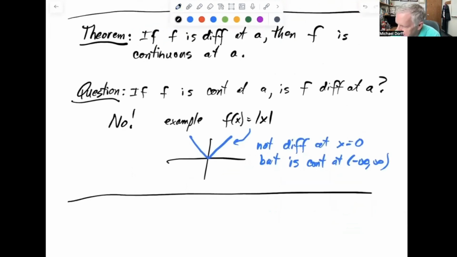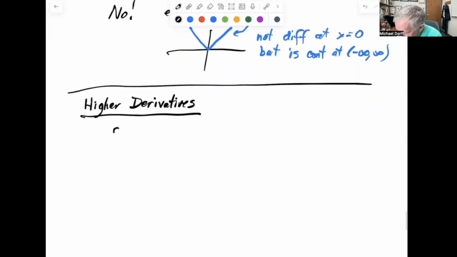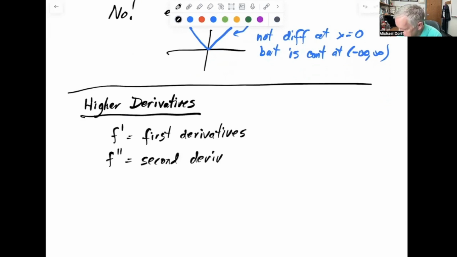All right, what are some final things that we have here? We can do higher-order derivatives. This is called the first derivative, which is what we've been talking about. But in many cases, if I have a first derivative, I can also take a second derivative. This is a derivative of the derivative. And I could do a third derivative or a fourth derivative. I can just keep taking derivatives.